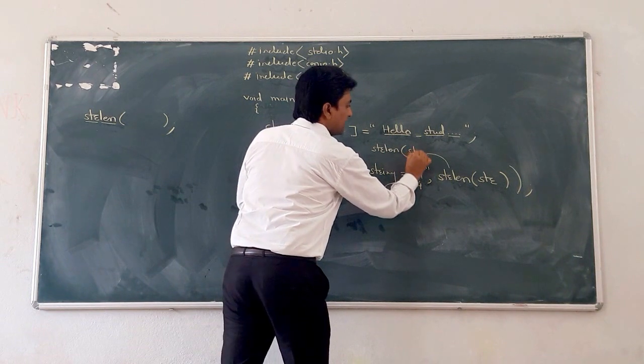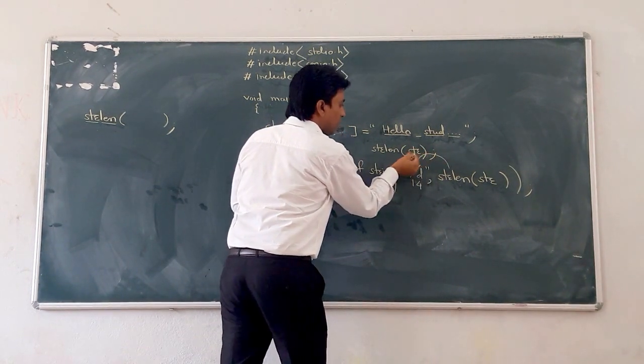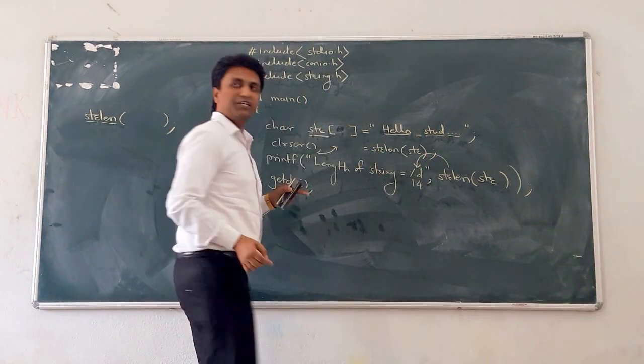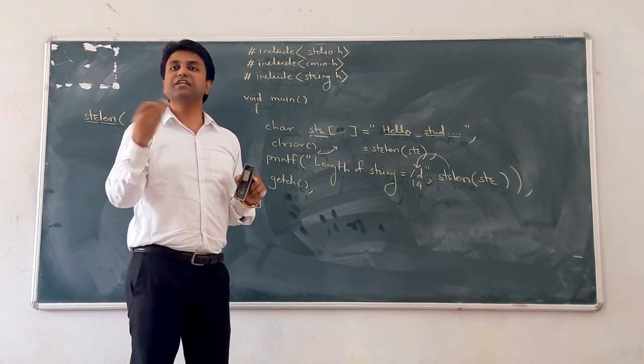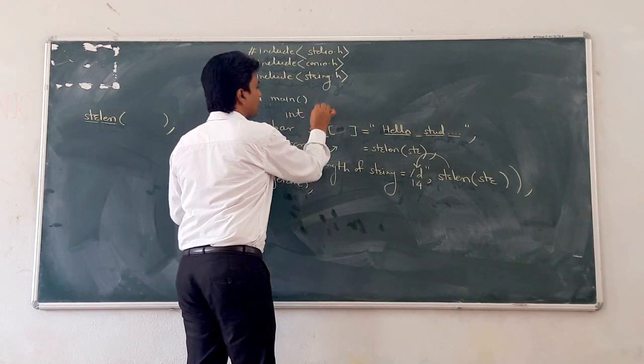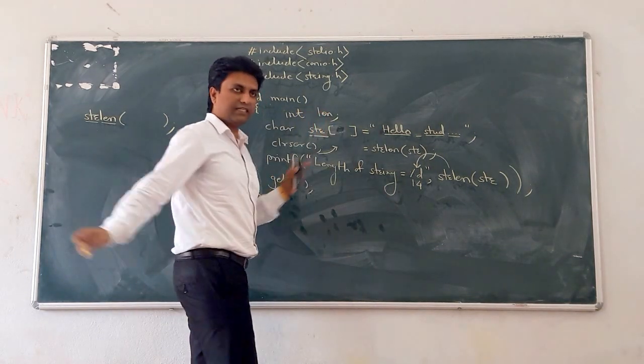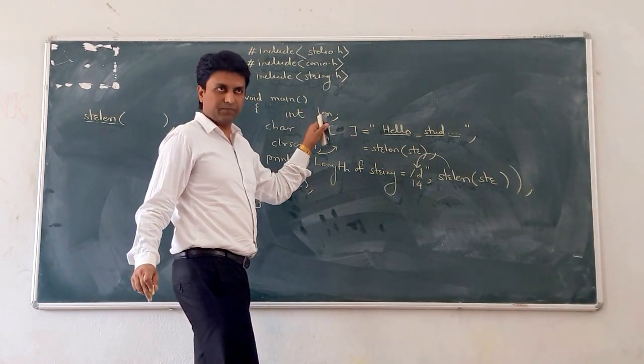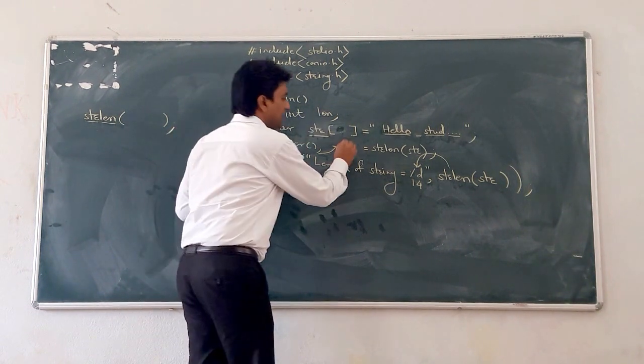strlen, pass the name of the string, semicolon. What does it return? It returns an integer value, so catch it in an integer type of variable. Declare one integer type of variable, that is len, that is length. Give any name. Okay, so the variable name is len.